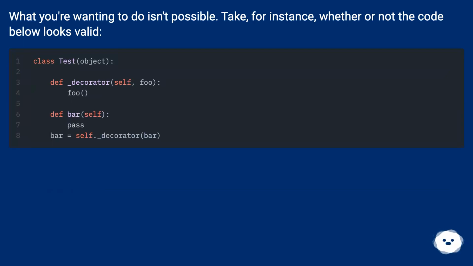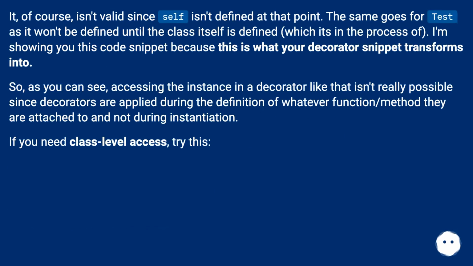What you're wanting to do isn't possible. Take, for instance, whether or not the code below looks valid. It, of course, isn't valid since self isn't defined at that point. The same goes for test, as it won't be defined until the class itself is defined, which it's in the process of. I'm showing you this code snippet because this is what your decorator snippet transforms into.